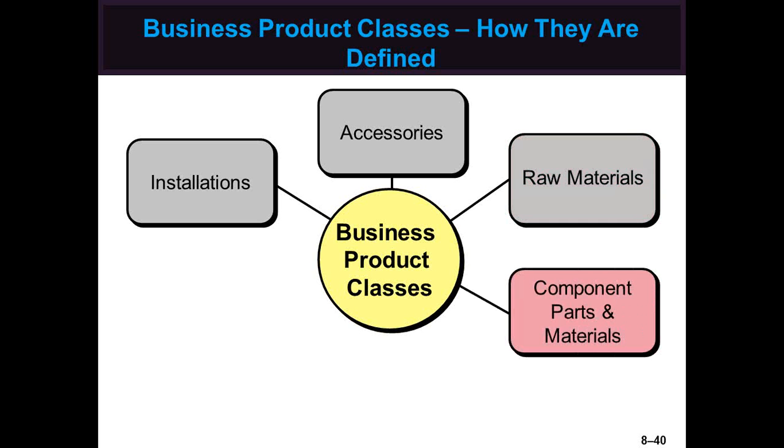Components are processed expense items that become part of a finished good. Component parts are finished or nearly finished products that go into other products. Component materials require more processing before becoming part of the final product. Both component parts and materials must meet the specifications of the buyer.